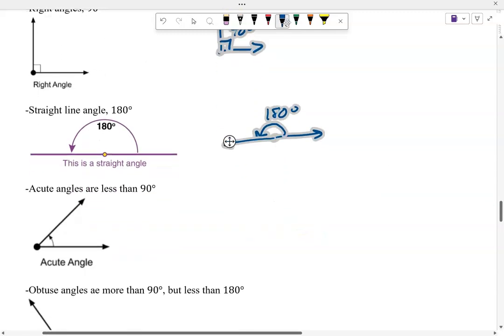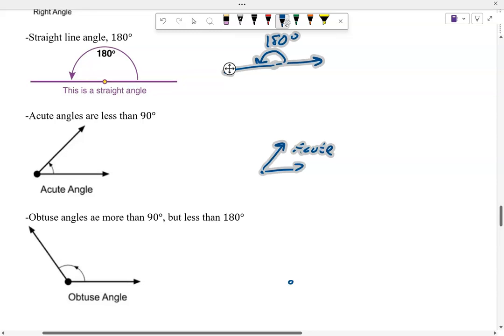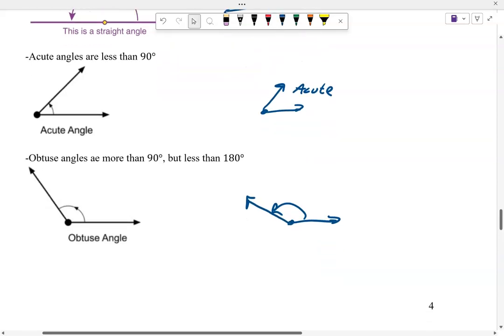Any degree angle where I rotate less than 90 degrees is acute. And anything that's more than 90 but less than 180 would be obtuse.